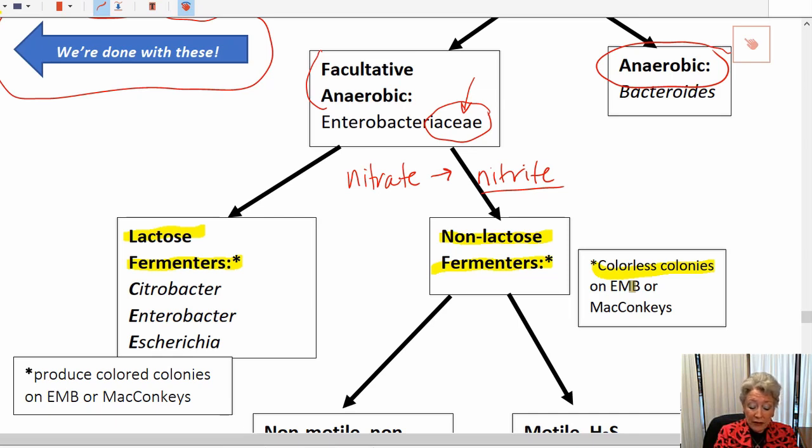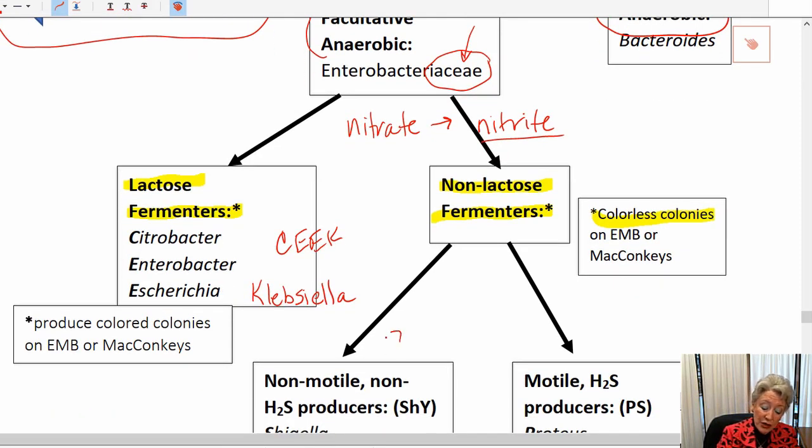Now, I believe I gave you the memory tool before. Citrobacter, Enterobacter, Escherichia, and Klebsiella should be in here as well. Notice it spells CEEK, C-E-E-K, and that should imply to you that that's the first half of the mnemonic, CEEK. The second half is S-H-Y and P and S. So the whole thing is CEEK ships.